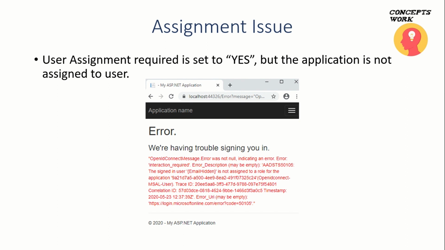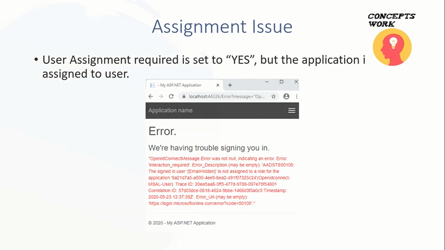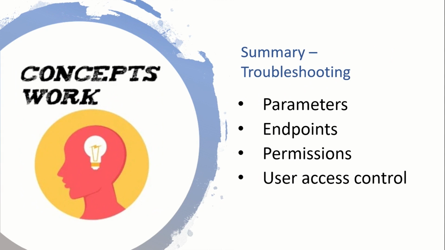So let's talk about a quick summary of what all we have discussed. In this particular video, we have seen how to troubleshoot issues related to parameters, endpoints, permissions, and user access control, which is the user assignment required option.